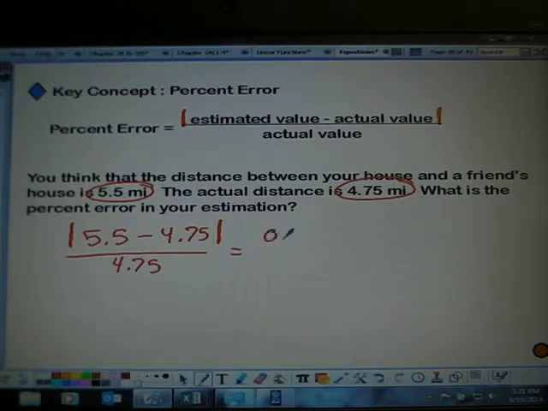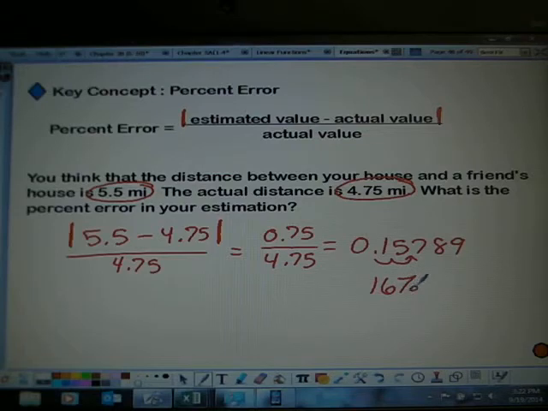Subtract those, you get 0.75 over 4.75. Now since that's already positive, I don't have to deal with that. Divide those numbers. Move it 2 places to the right, and we get about 16% error.